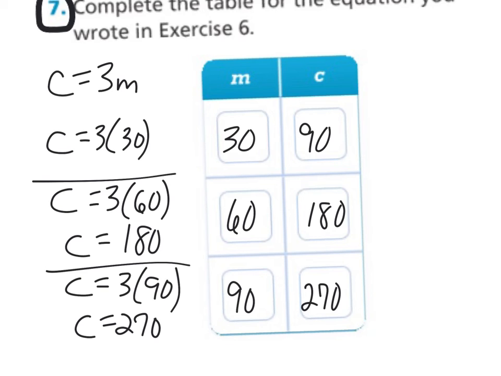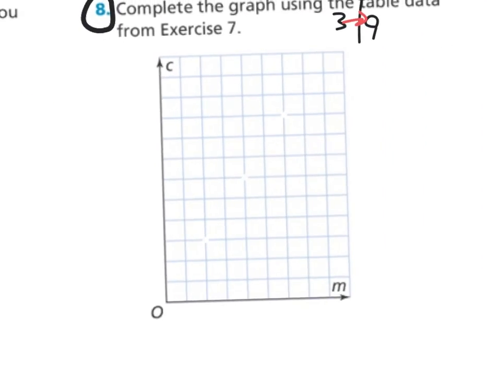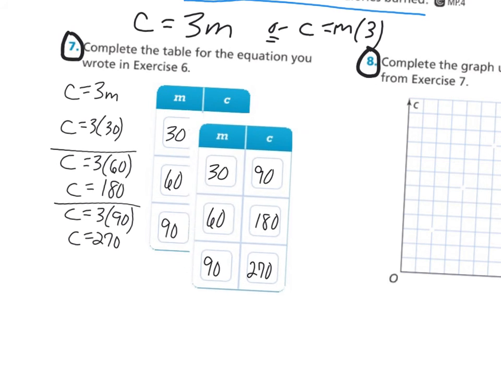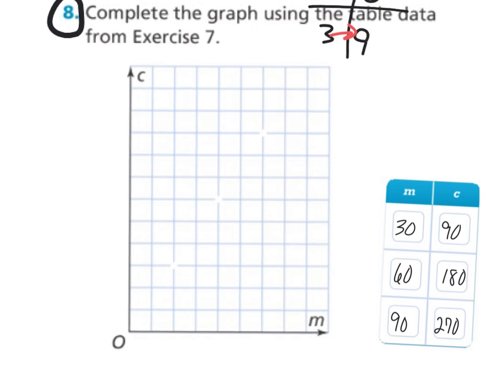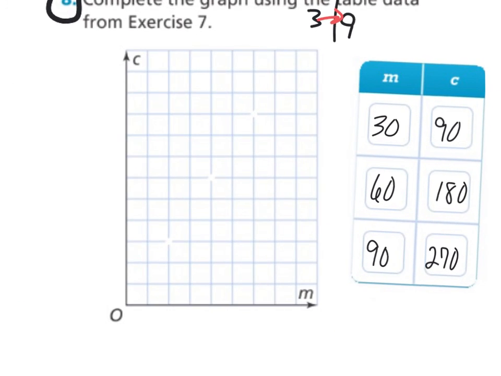Again, you could have picked 1, 2, and 3, although it's probably not reasonable with how long we would actually bowl. In the book, they did 10, 20, and 30. I think that's probably a little bit on the low side, so that's why I just picked some bigger numbers. And then we're going to try and graph these. So I'll just put this over here so I can see what I'm looking at.